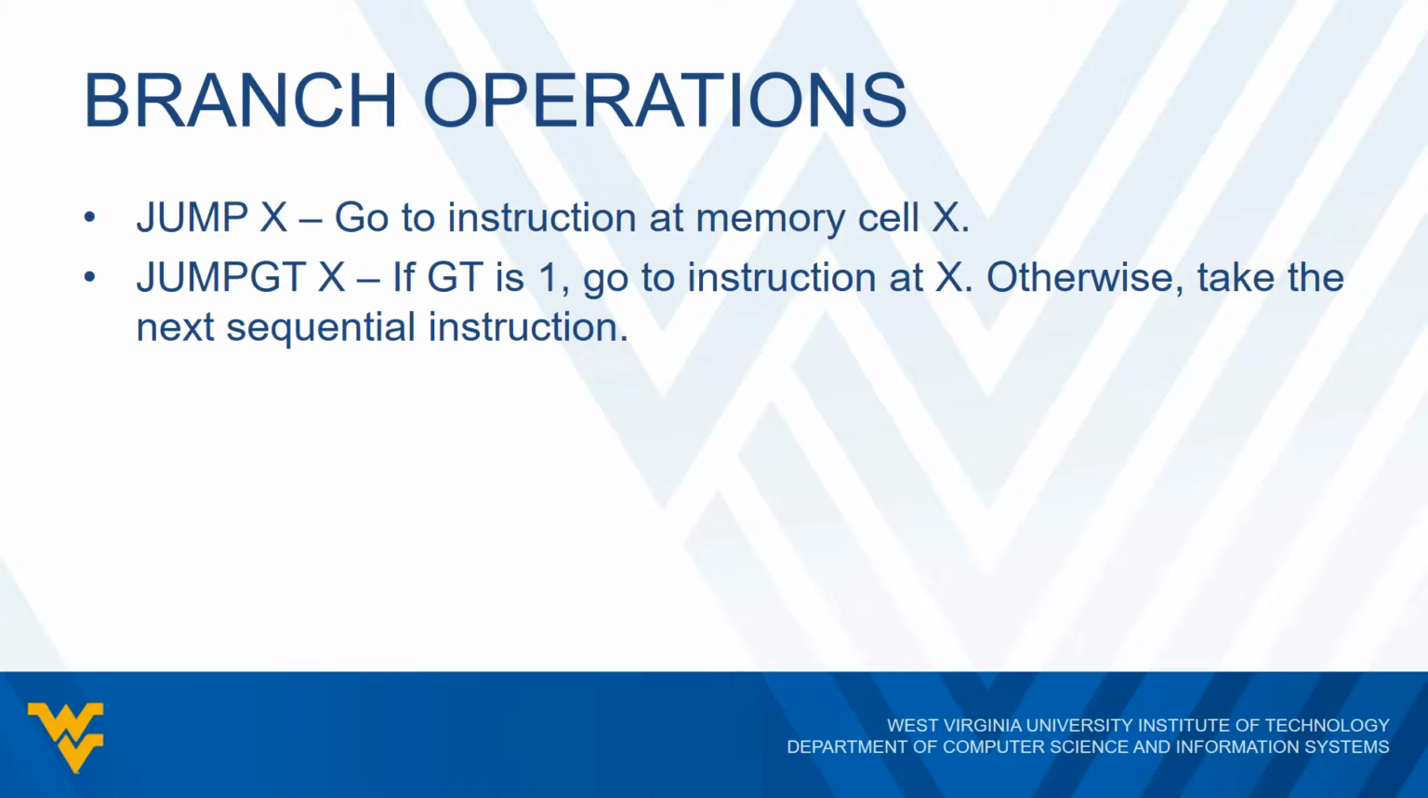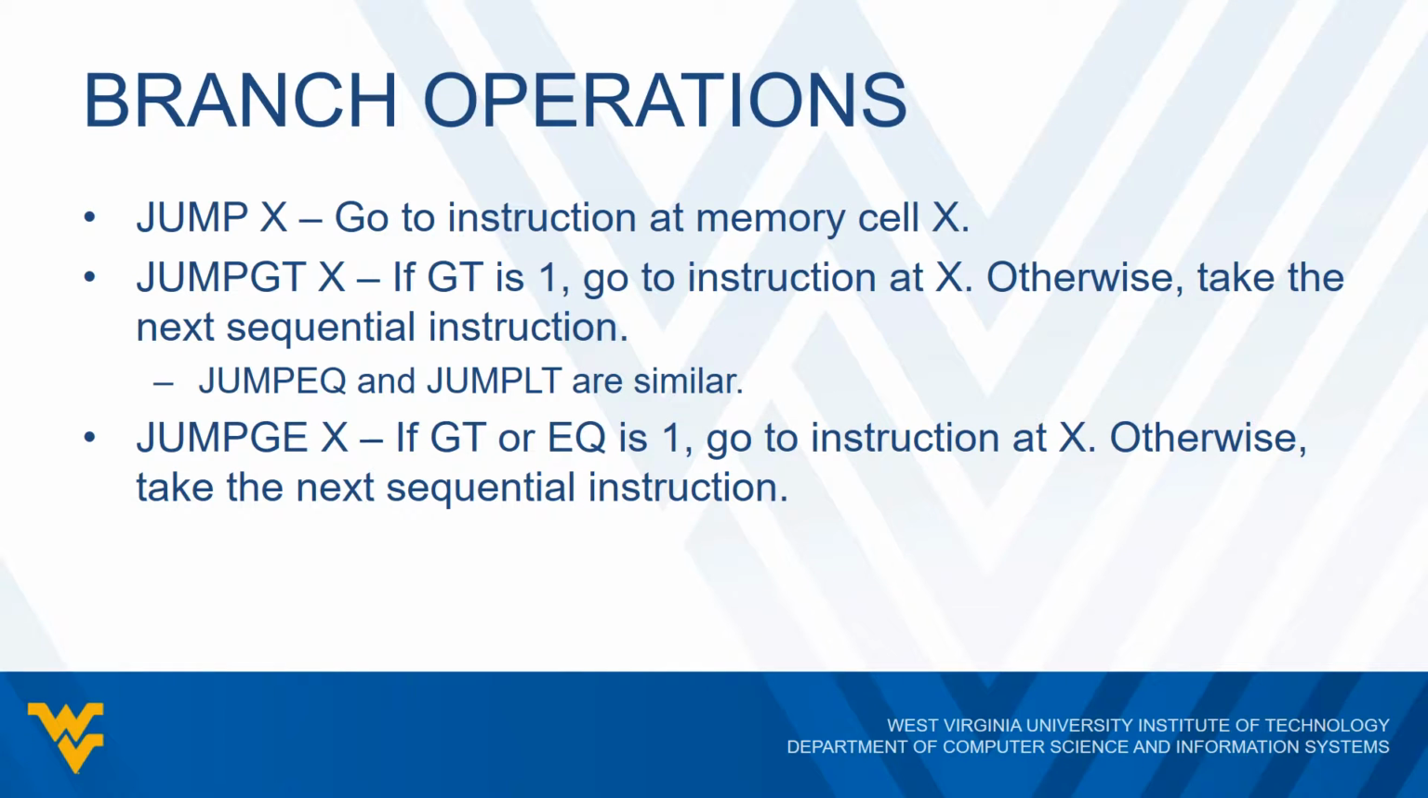Now, we also have equivalent instructions, jump EQ and jump LT. They work the same way, except we check if the EQ or the LT indicators are 1. And if so, then we will go to the instruction at X. Otherwise, we'll just take the next sequential instruction. We also have jump GE X. So if the GT or EQ indicator is a 1, then we'll take the next instruction from the memory location X. Otherwise, we'll take the next instruction from the next sequential location.